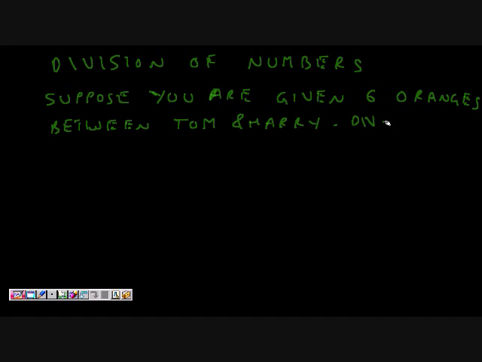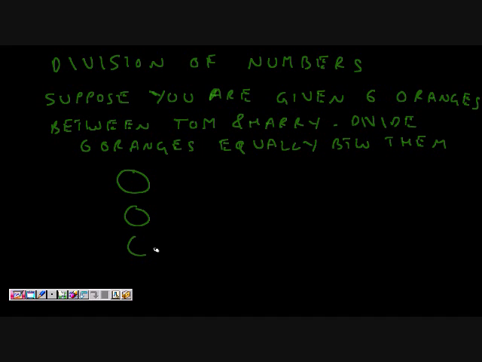Divide 6 oranges equally between them. Okay. So you have 6 oranges: 1, 2, 3. So you have 6 oranges and you want to divide equally between Tom and Harry. One way to do it is Tom gets 1, Harry gets 1, Tom gets 1, Harry gets 1, Tom gets 1, and Harry gets 1.